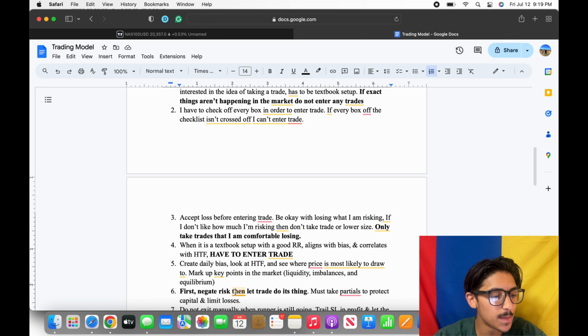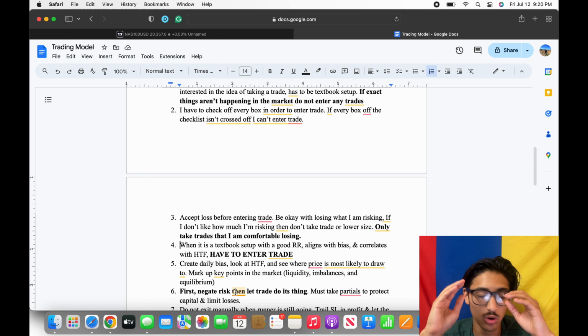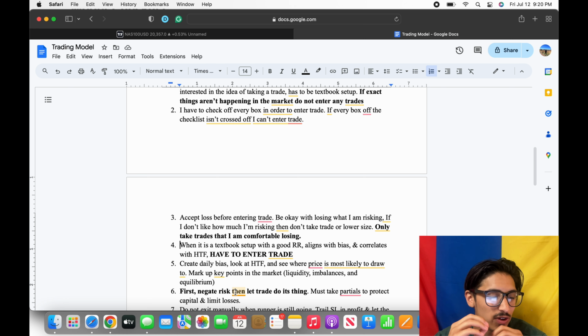Rule number 4, when there is a textbook setup with a good risk reward, aligns with bias, and correlates with a higher time frame, I have to enter the trade. Basically, in other words, if it's my setup, I have to enter. I used to have a bad habit of having a fear of entry. So even if it was my textbook setup and everything on the checklist was checked off, like, it was literally perfect, I still wouldn't enter because I didn't want to lose money. I was literally scared to lose. So this is basically just saying, if it's my setup, I have to enter it.